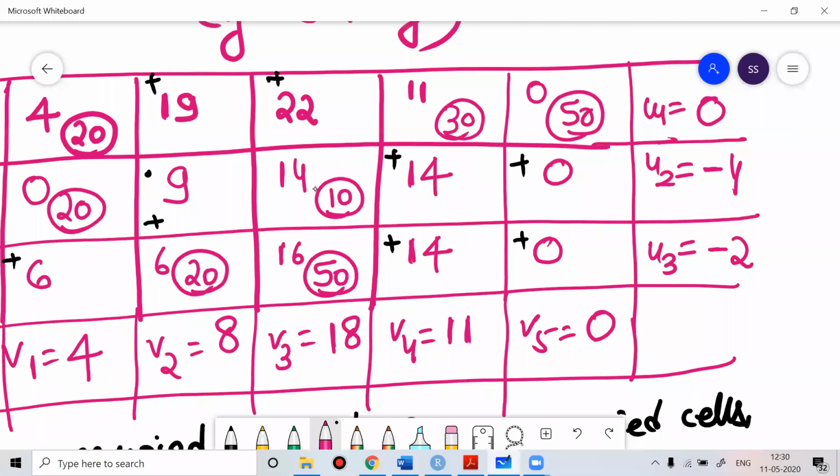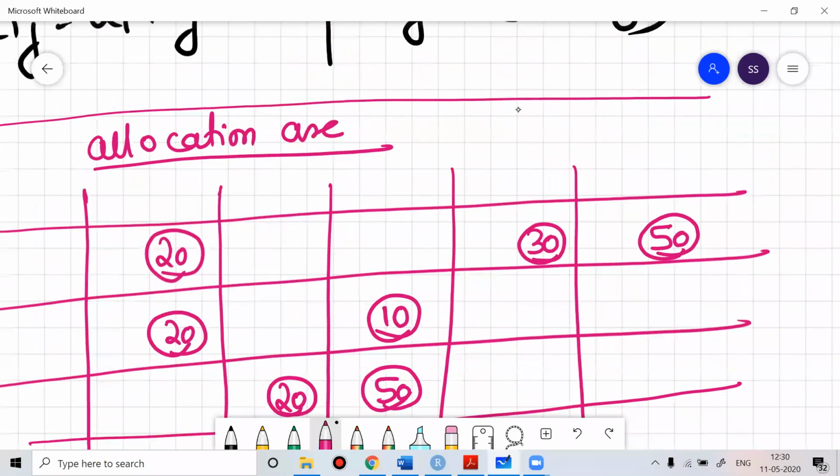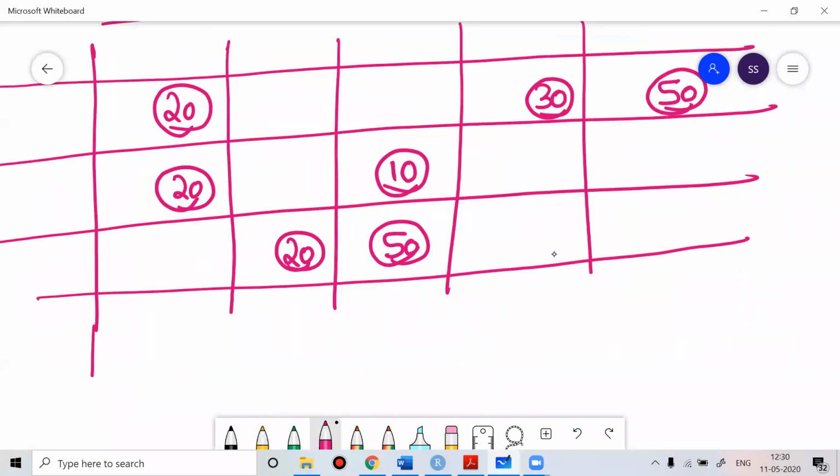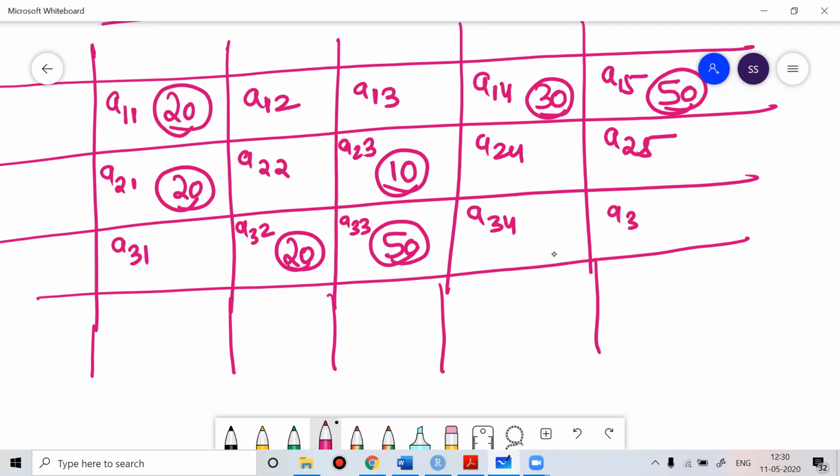Because you got everything positive, this allocation is optimal. These are your allocations. I simply wrote down this allocation. This is A11, this is A12, this is A13, this is A14, this is A15, this is A21, A22, A23, A24, A25, this is A31, this is A32, this is A33, this is A34, this is A35.